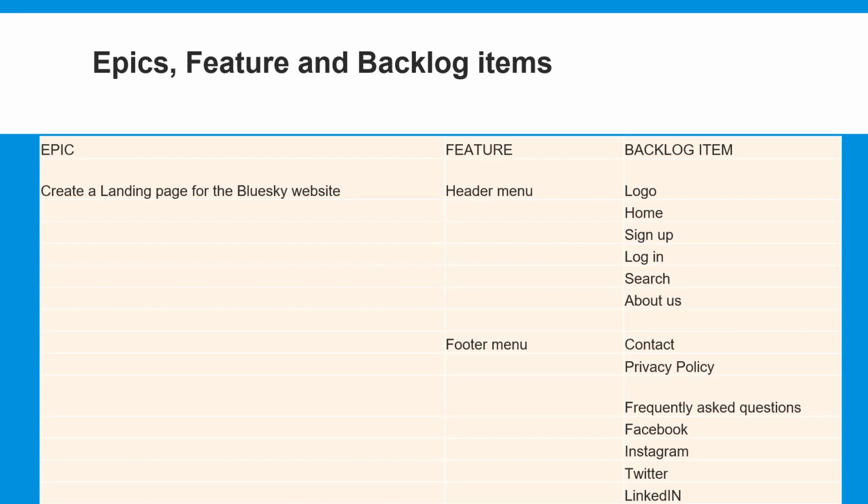You have the sign up feature there, the login functionality, you have a search bar, you have about us. You can have all those things at the top, right? So they've broken it down this way: header menu, footer menu. Remember, like I said, the footer menu could have your contact us, privacy policy, frequently asked questions. You can have links to your social media handles, Facebook, Instagram, Twitter, LinkedIn, and all that.